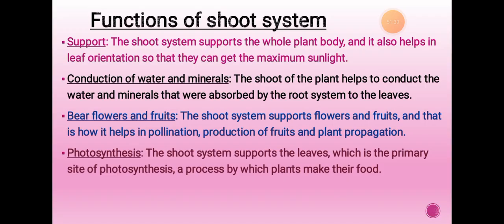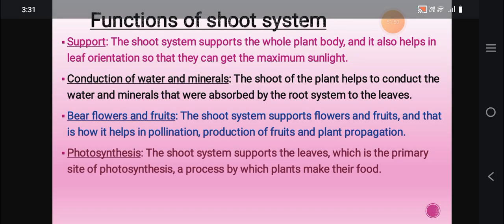How does it do that? Basically, it helps in the step of pollination. Now, pollination, you should know, involves the pollen grains and all that. That is step one, and then the production of fruits and plant propagation. Also in that one step, it helps. So the shoot system plays a very vital role in that step.